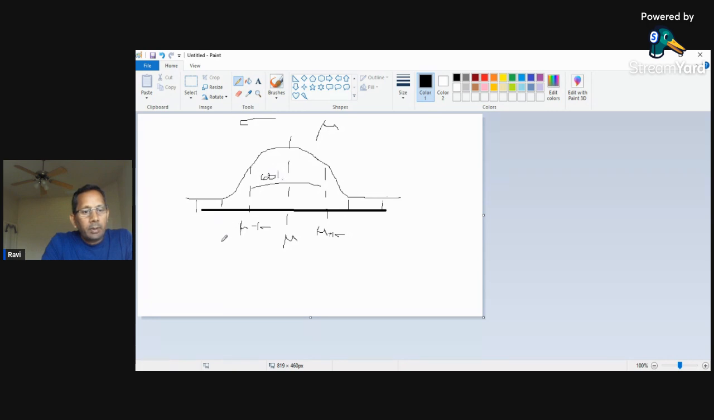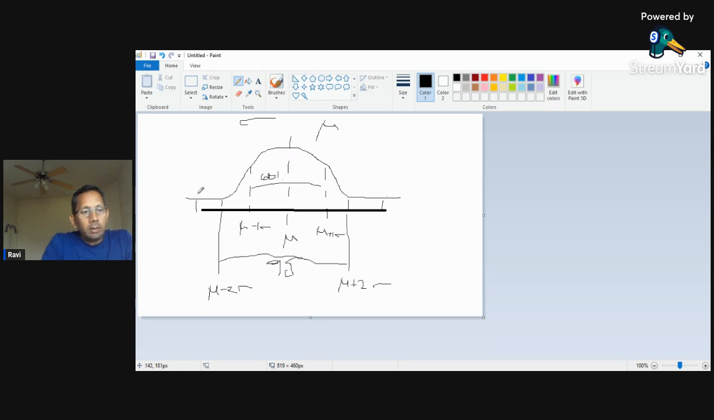And let's say this is the line we were talking about. This could be mu minus 2 sigma and mu plus 2 sigma. So this particular range covers 95% of the distribution.